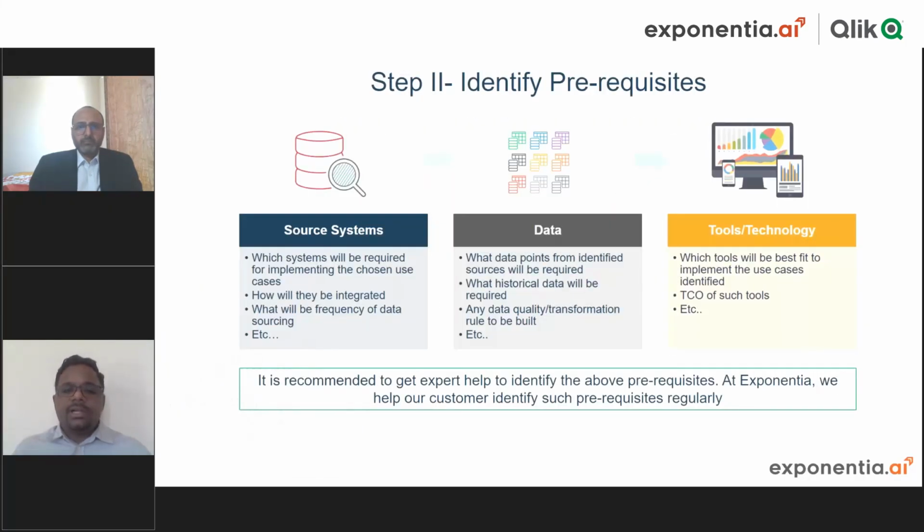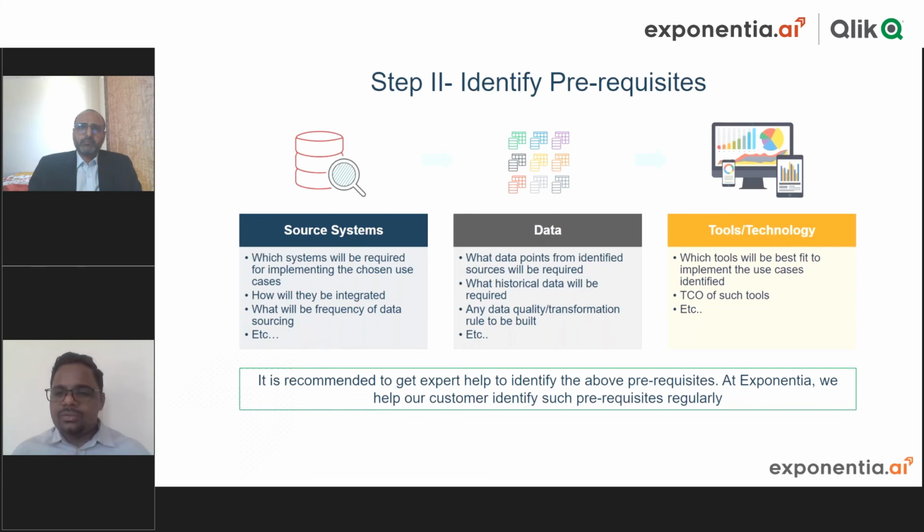Yeah, go to the next. So the next step is to identify the source systems for these use cases. And once you identify the sources, you would want to identify the data points that are required. Once you do that, you will also be able to identify the tools and technologies that you need to implement such a use case.